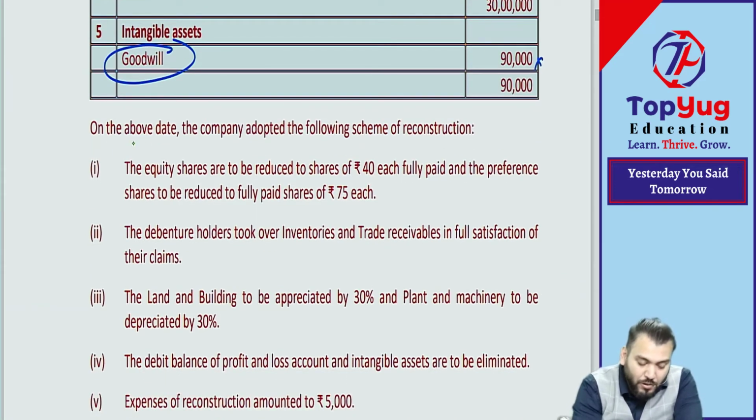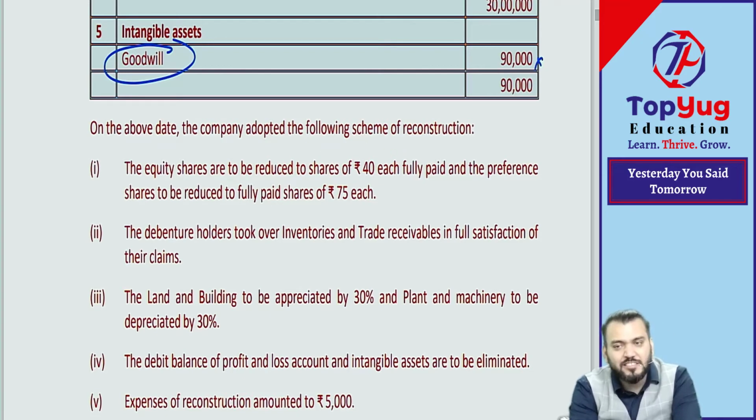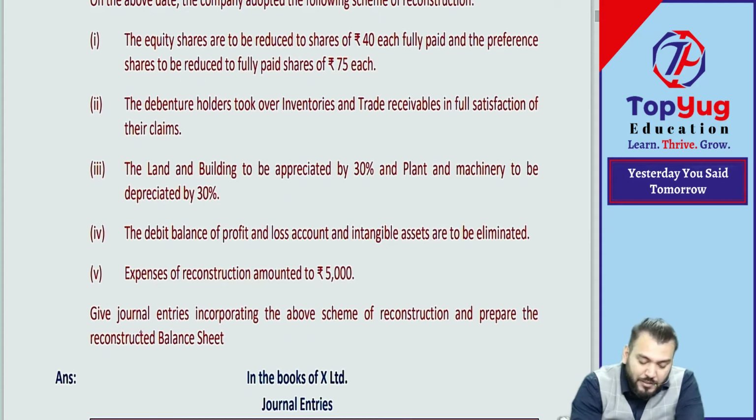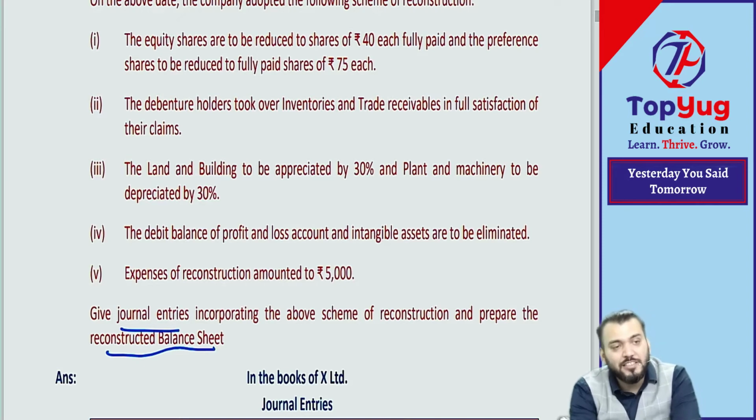Correct. Now, on the above date, the company adopted the following scheme of reconstruction. In this chapter, normally we should pass journal entries. So first read what the requirement is: give journal entries and prepare the reconstructed balance sheet. 99% they will ask for journal entries. 1% is the rare chance that they may ask for ledger accounts also. In one of the exams they asked for ledger accounts. Most of the students prepared journal entries because they are habituated to writing journal entries in this chapter.